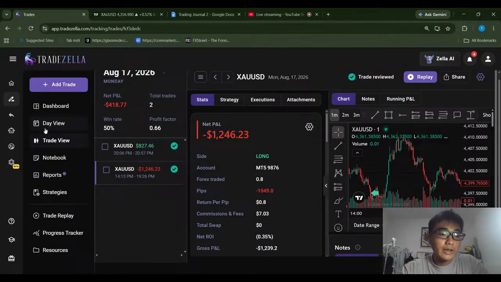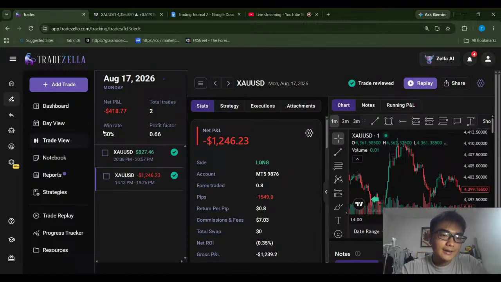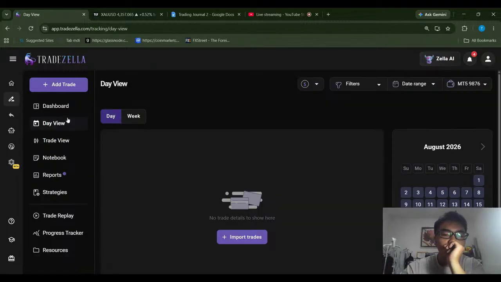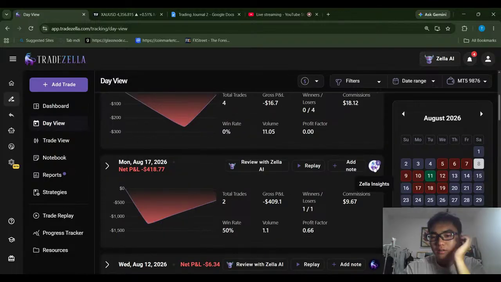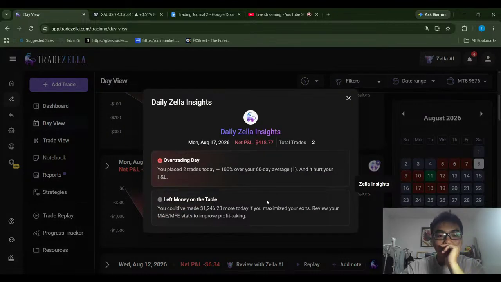So we move on to the next trade, the next day on the day view. This is an over trading day. Yes, this is over trading. I played two trades a day, 100% over, where the 60-day average is just one. Yes, it has my P&L. Left the money on the table. You could make more than this.